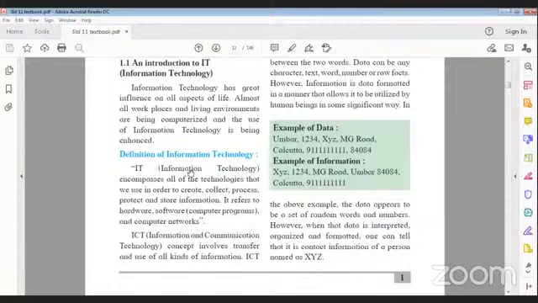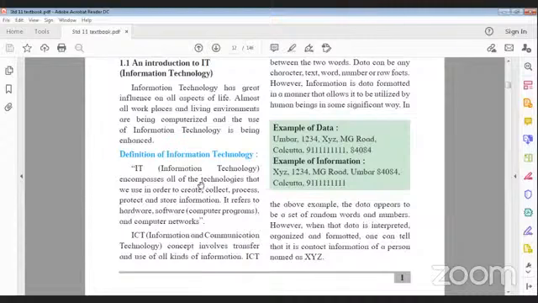IT, information technology, encompasses, means includes, all of the technologies that we use. Now you should learn this, CCPPS. That is how I remember, that we use in order to. CC means create, collect, PP means process, protect, and S is store information. Okay, now based on this, I'll give you an example.